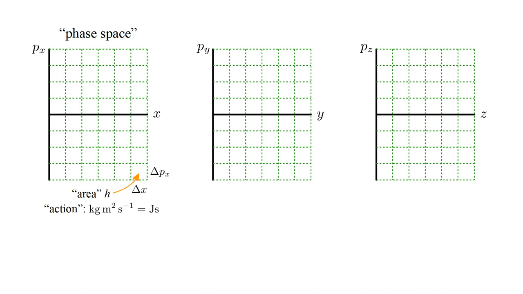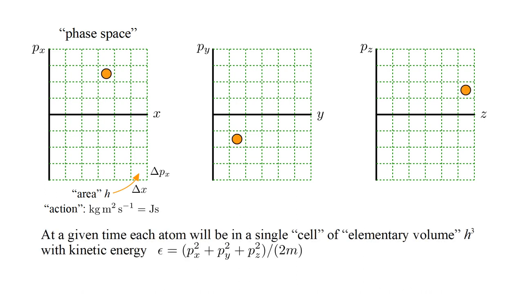We form similar systems for the y and z coordinates. This allows us to specify the dynamical state of an atom by plotting a point on each of these three plots. Each point shows the value of one spatial coordinate and the value of the associated momentum. So at a given time, each atom is in a single six-dimensional cell of elementary volume h cubed and with kinetic energy px squared plus py squared plus pz squared over 2m.